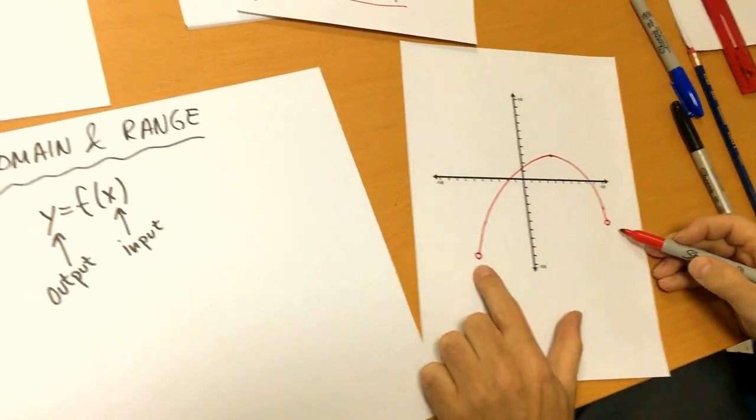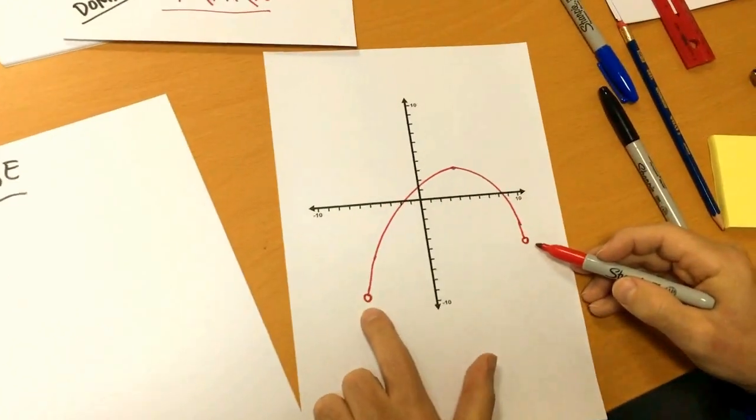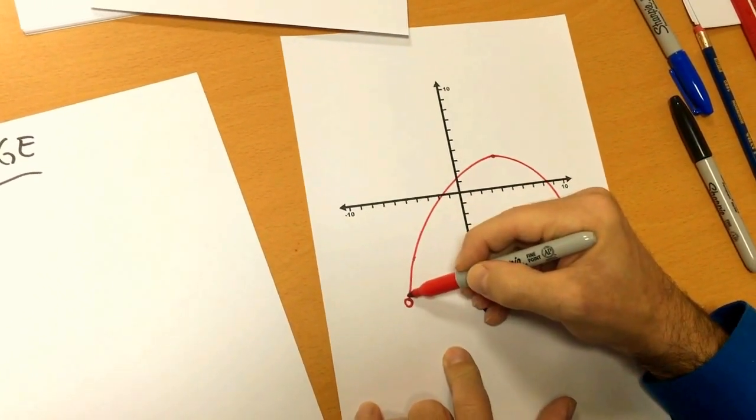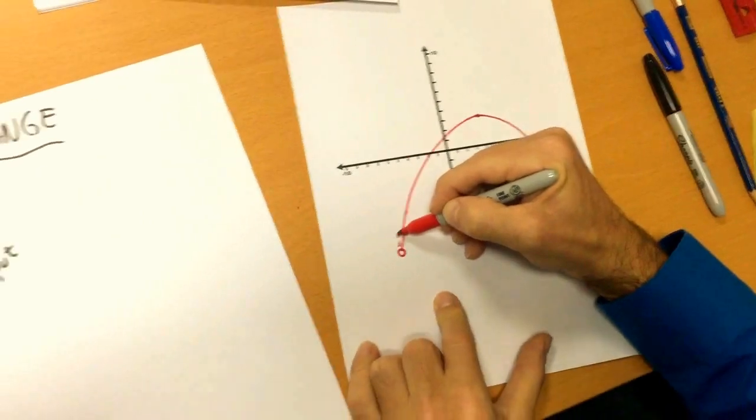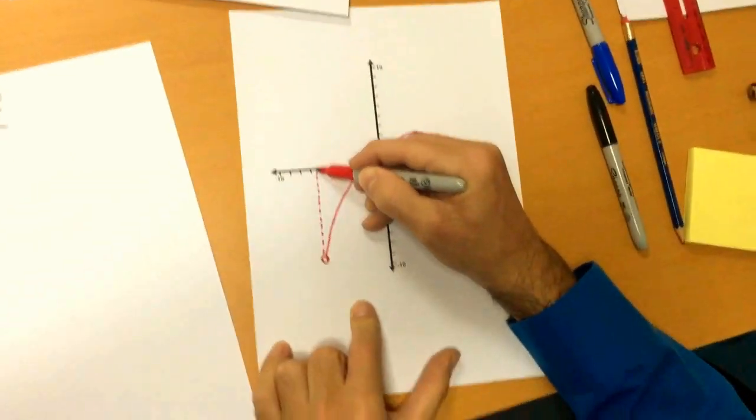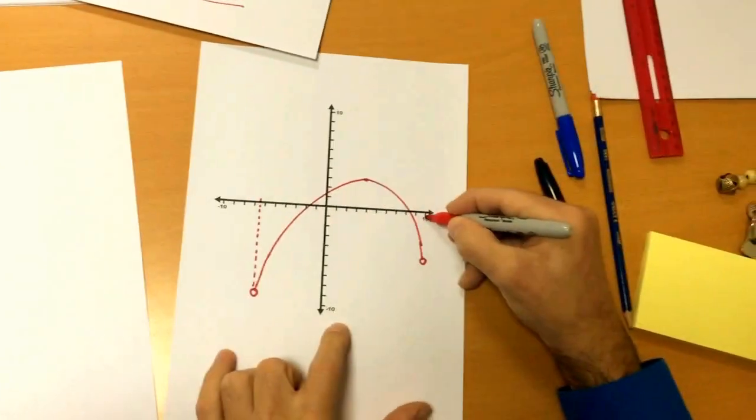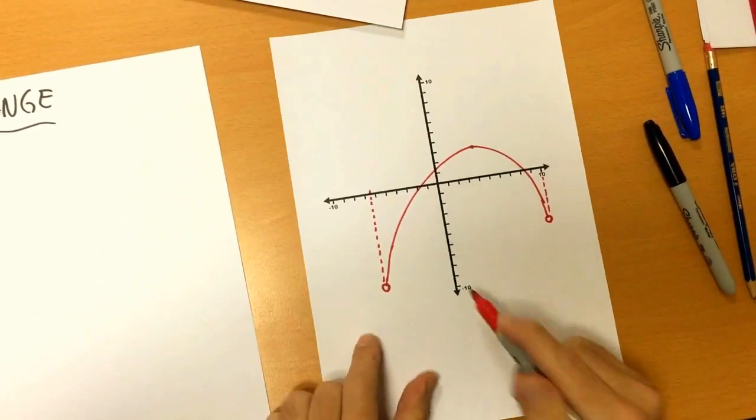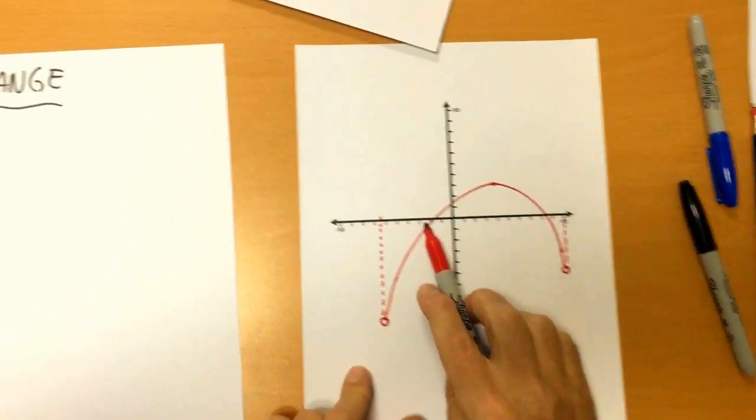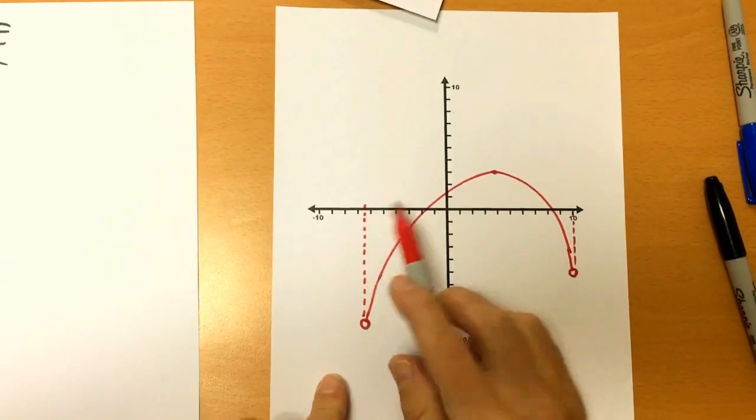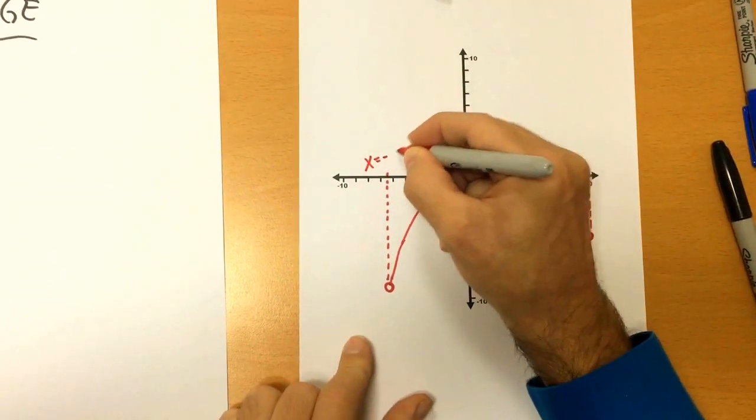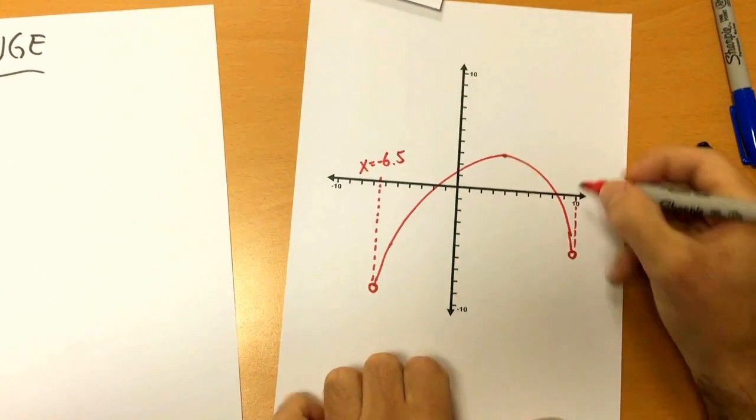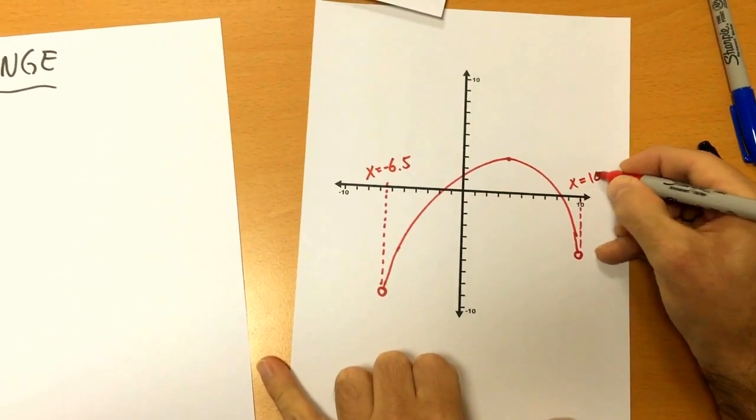If I'm drawing it with empty circles, it means that the endpoints are not included. So if I am trying to find my allowed x values, I must see what is my minimum x value, what is my maximum x value. Well, here is negative 1, 2, 3, 4, 5, 6.5. So let's say x equal to negative 6.5 at this point here. Here it says x equal to 10.